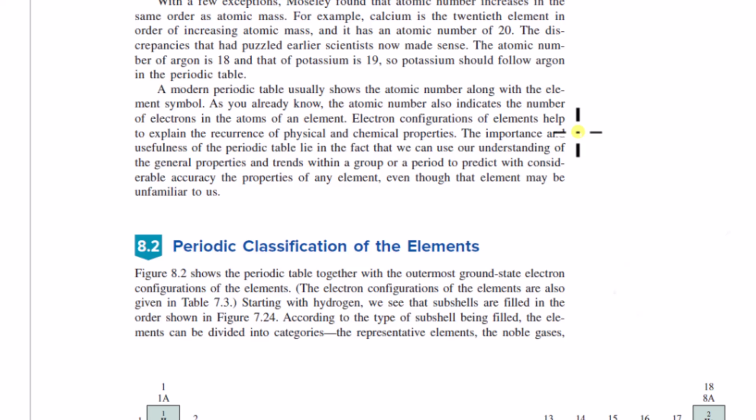Since the s orbitals can only hold 2 electrons and the p orbitals can only hold 6 electrons, then in the beginning, every 8th element, you're going to have electrons residing in similar types of orbitals.